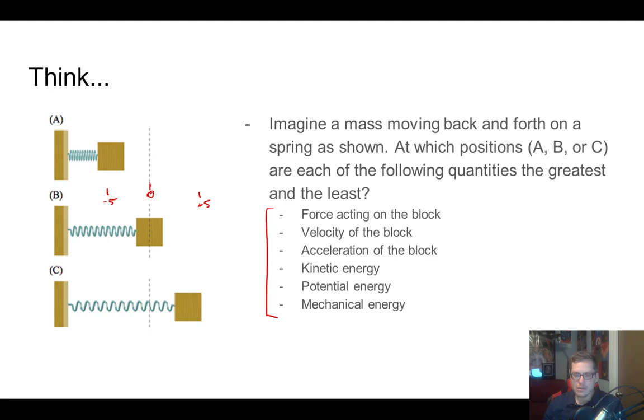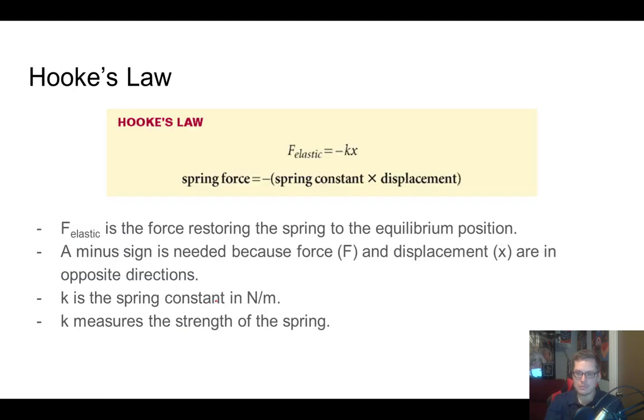So you've got 0, and you've got -5, but your restoring force, the spring, is going to be pushing it back this way. Notice that your displacement was negative, but your elastic force is to the right, which is positive. And when you're over here at +5, your elastic force is to the left, so it's negative. It's always going to be opposite. k is the spring constant, in newtons per meter, and k measures the strength of the spring.